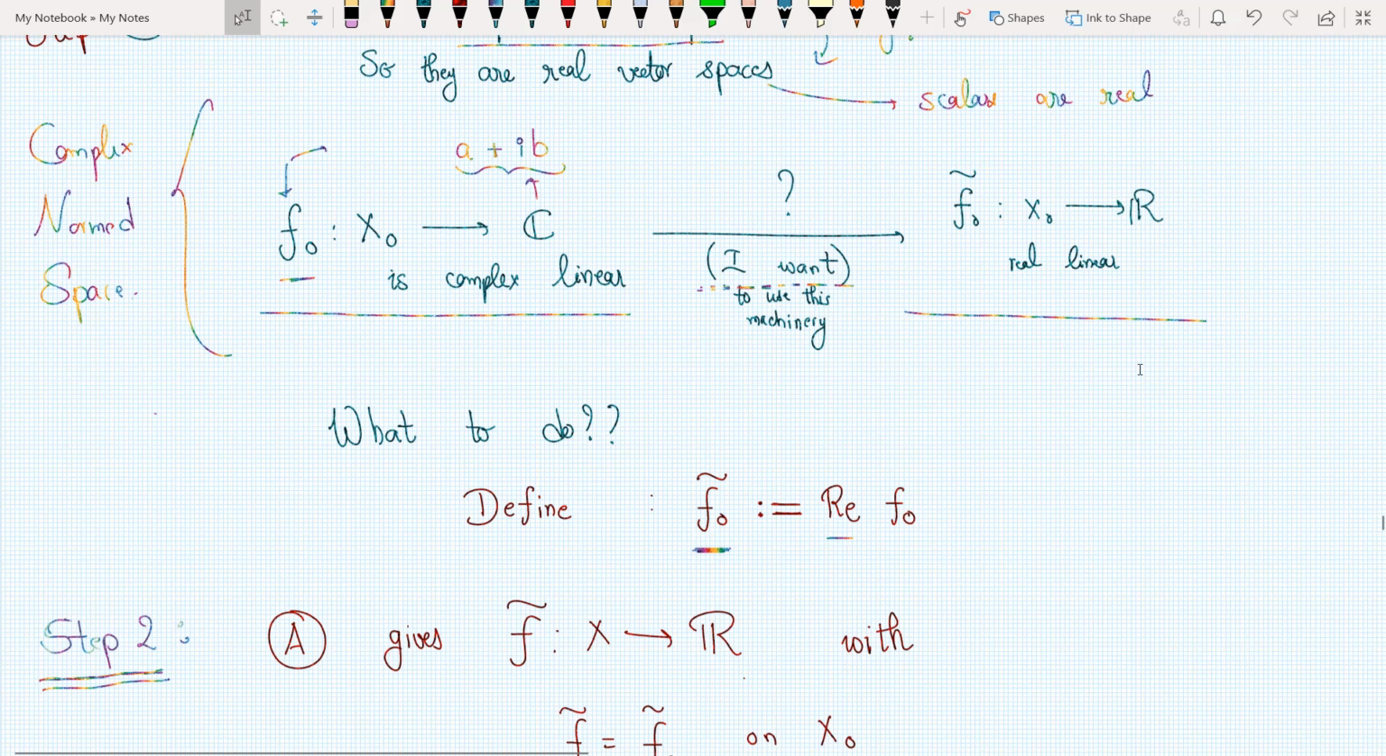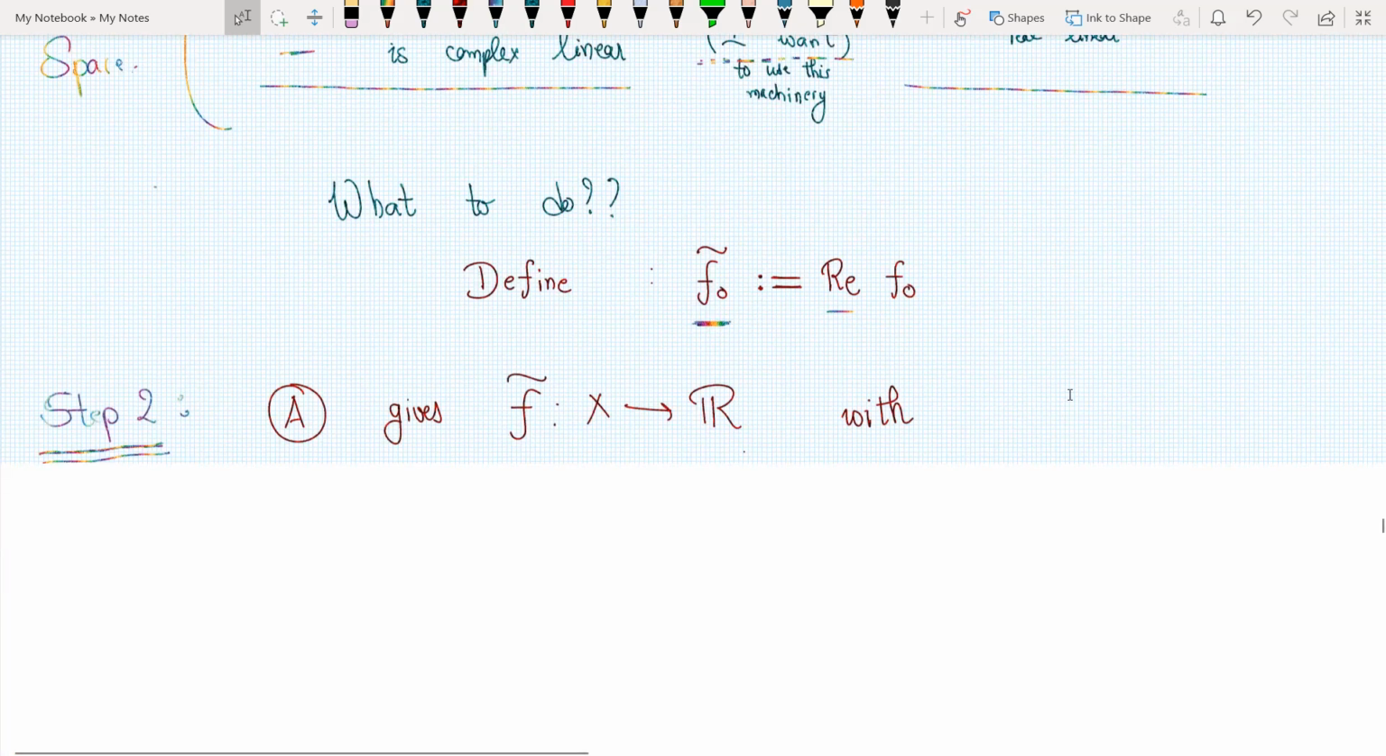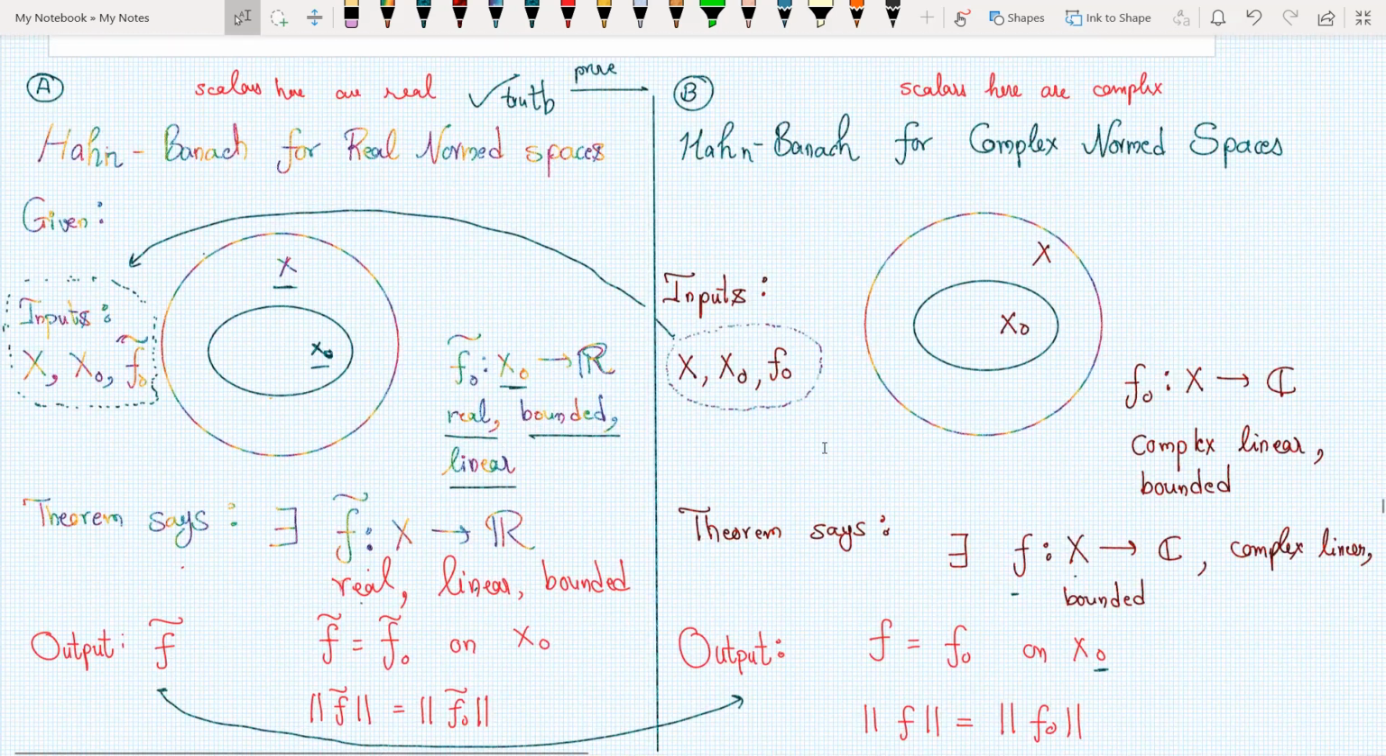I can use the Hahn Banach theorem for real norm spaces, because that's exactly what it said. If you go up and look at the formulation, Hahn Banach for real norm spaces told me that if I had x, x0 and f0 tilde.